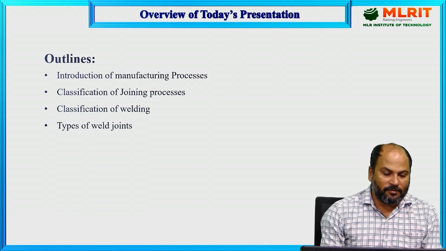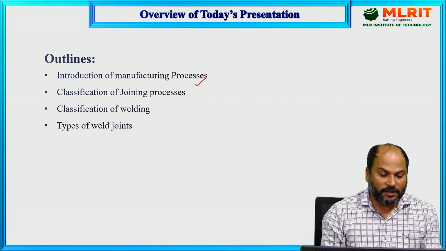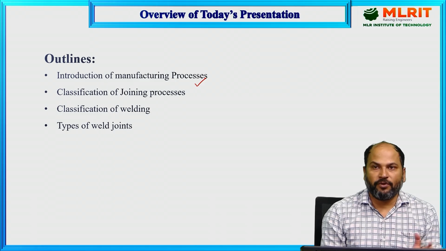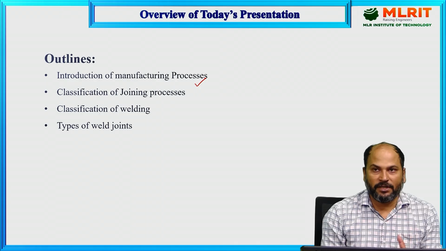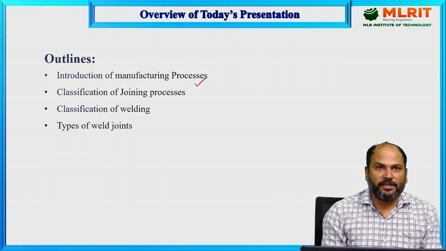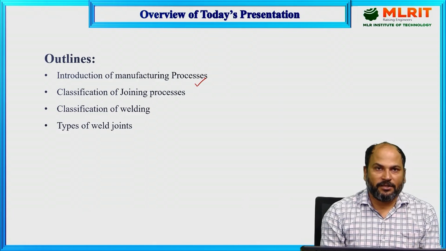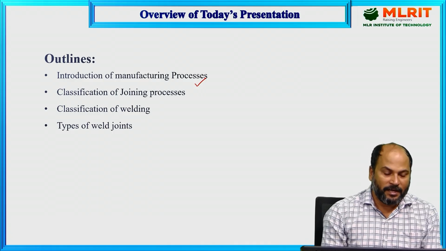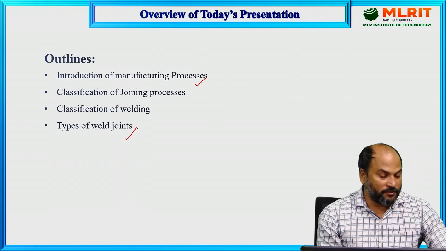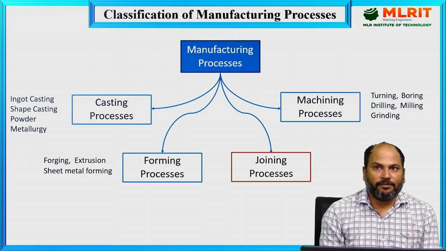So we'll start with the manufacturing processes, its introduction, and of course its broad classification. Then we'll see how broadly joining processes are classified, and after that we'll come specifically to welding, which is there in our syllabus for the second year. And at the last we'll see types of welds. For today's lecture, these four topics we are going to discuss: manufacturing processes, introduction and classification, then broad classification of the joining processes, then classification of welding, and at the last the types of welds.